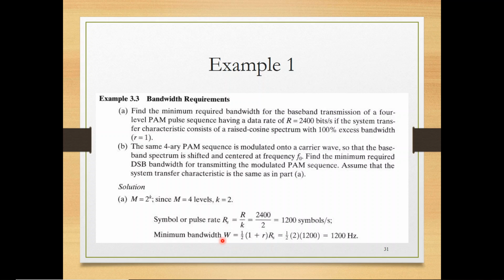The minimum transmission bandwidth BT is equal to W. How is W related to the symbol rate? RS over 2. Don't forget that. I can change the numbers, but if you understand it, you will be able to generalize it. And then you find the answer to be 1200 Hertz.